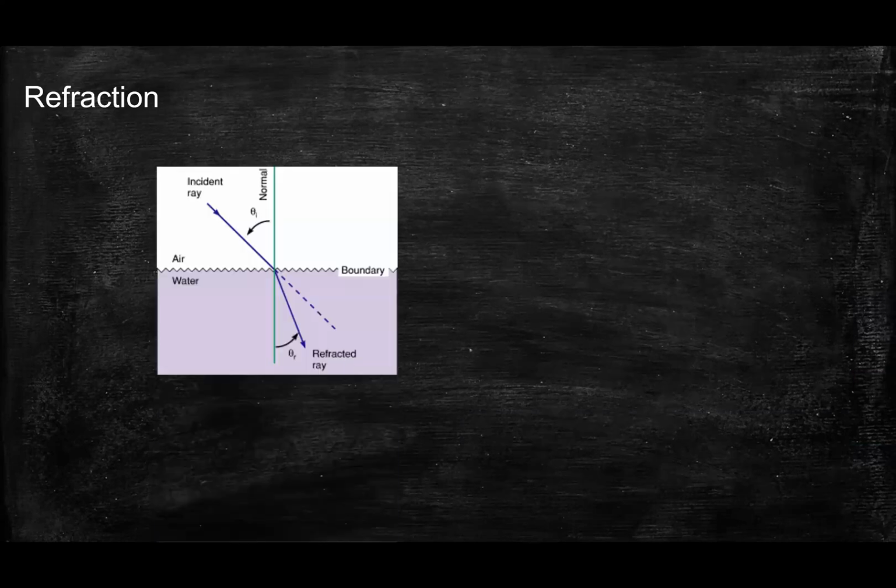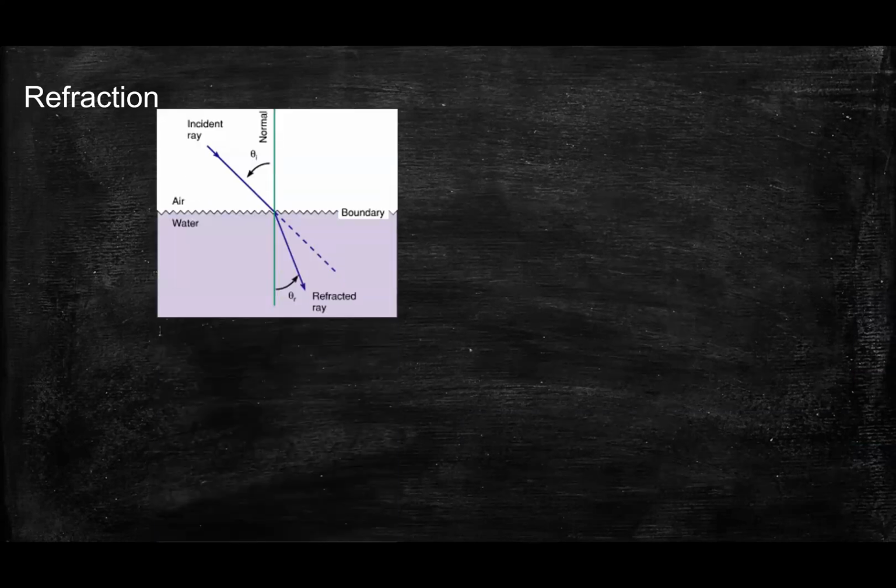Another characteristic or property of light is its ability to refract. So here we have the light rays approaching a boundary, but instead of reflecting, we're going to focus on the light being transmitted through to the other material at the boundary. Here we have a boundary between air and water. We have the incident ray hitting the boundary, making an angle theta I, also known as the angle of incidence, with the normal.